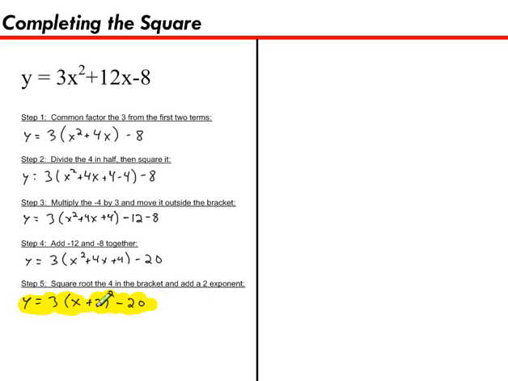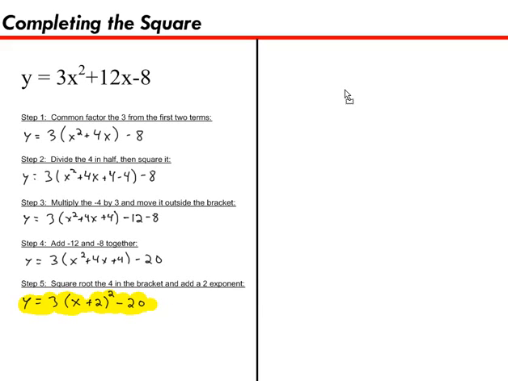Now this nice new form is pretty important. It tells me some interesting things. For example, I can tell that this is a quadratic that opens upwards. And that's because the number in front, the 3, is positive. If it were negative, my quadratic would open downwards. I also know that the minimum value for this quadratic is right here on the end. It's minus 20. So completing the square is definitely a very handy tool to have in your quadratic function toolbox.